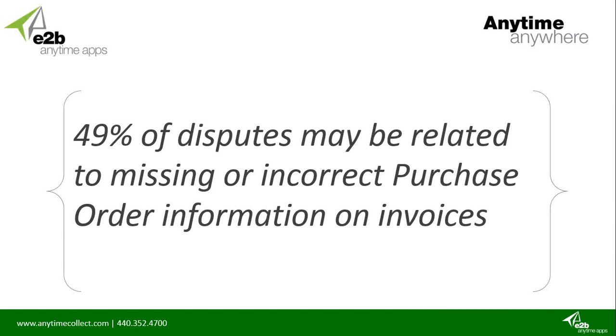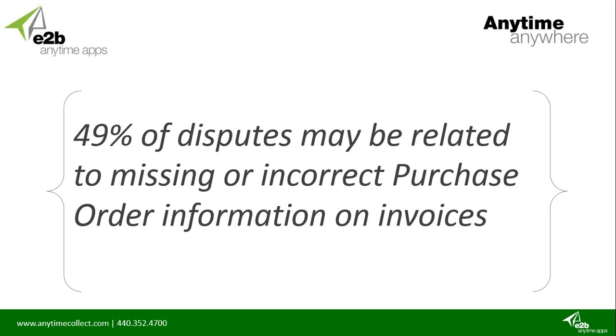A little stat here, 49% of disputes may be related to missing or incorrect purchase order information. So the customer says, I need to see my purchase order on the invoice. These are stats we've uncovered through the years. I just wanted to share this here because a lot of us still have problems with that, right? Customer requires the PO to be on the invoice, and it isn't.